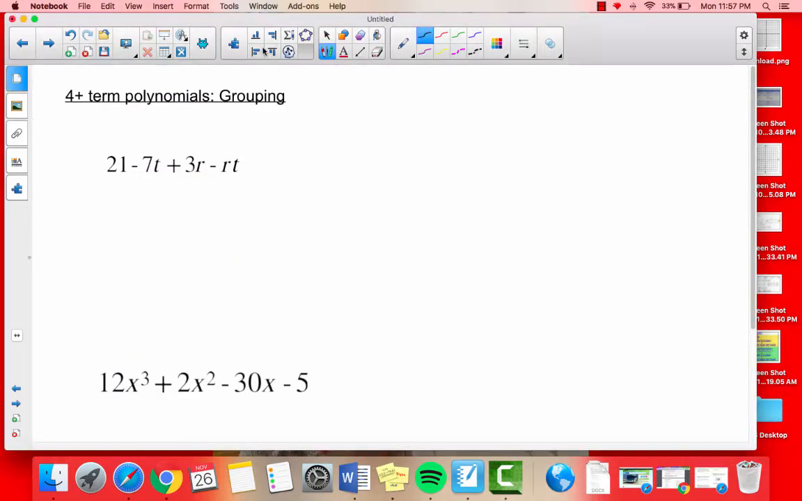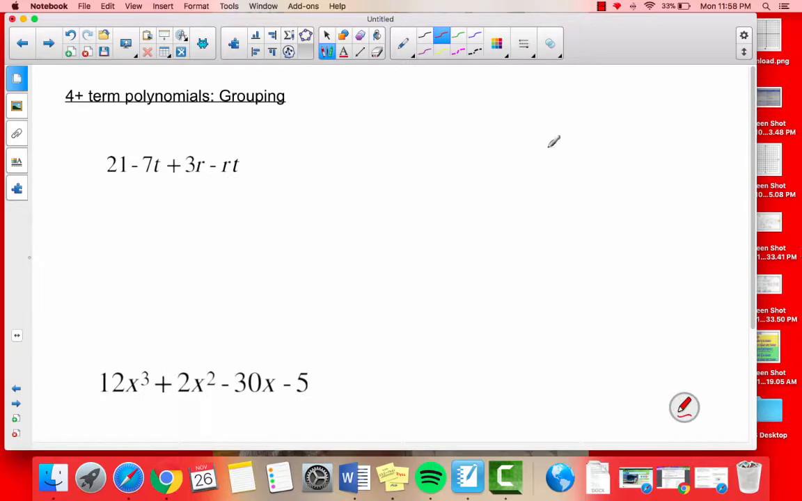The final method is our grouping method, and this is going to be used if you have 4 or more terms, because when you have 4 or more terms, you can't factor it like we did with the trinomials. So to use the grouping method, what you're basically going to do is just like what it sounds. You're going to pair or group parts of the polynomial together, and then you're going to use the concept of greatest common factor. So in this first example here, we've got 21 minus 7t plus 3r minus rt.